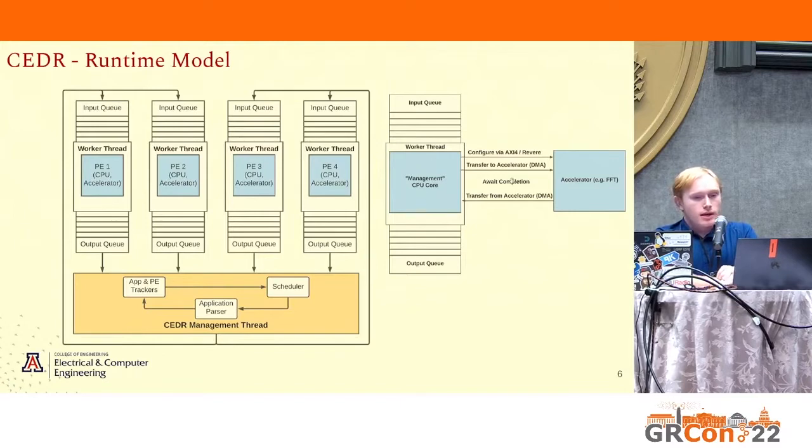So on the right-hand side here, we just see an example of that for an FFT accelerator, where the management core configures maybe the FFT point size and whether it's a forward or inverse transform, configures the DMA engine to do the data streaming, and then waits for the task to come back.